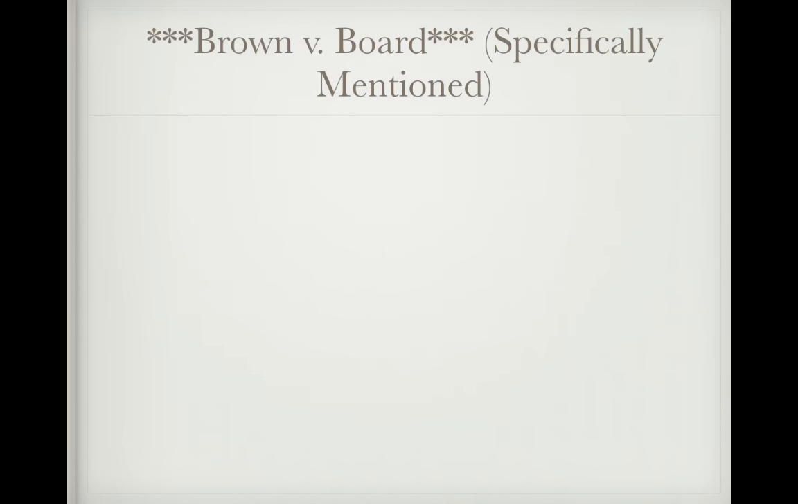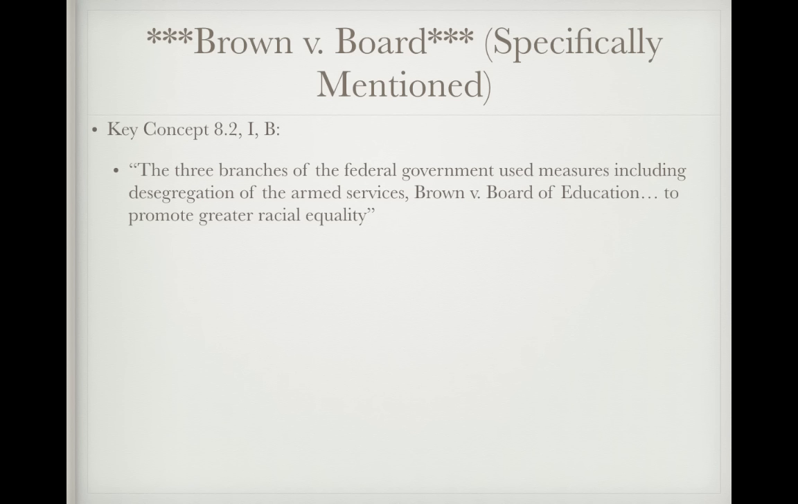Okay, third and final court case that is specifically mentioned is Brown versus the Board of Education. Key concept 8.2, Roman numeral 1, letter B. The 3 branches of the federal government use measures, including desegregation of the armed services, Brown versus the Board of Education, etc., to promote greater racial equality. So what did Brown versus Board do? It declared school segregation unconstitutional.